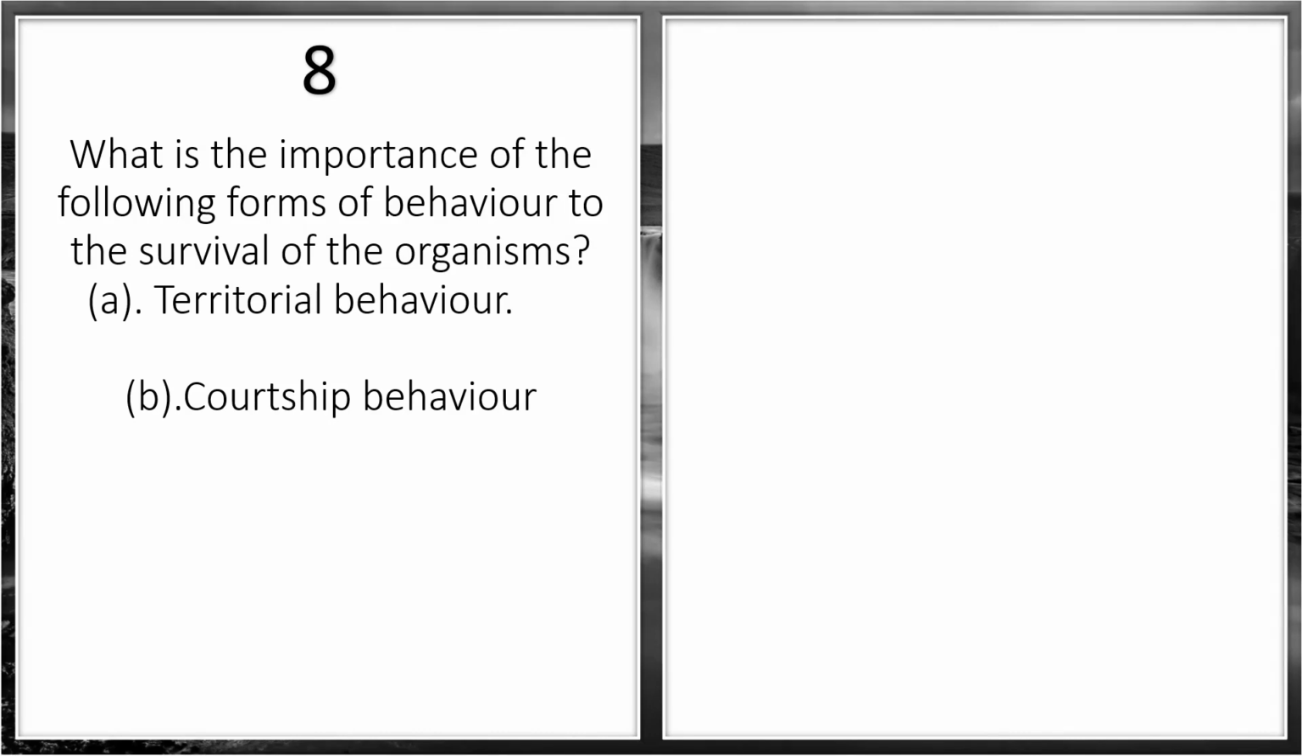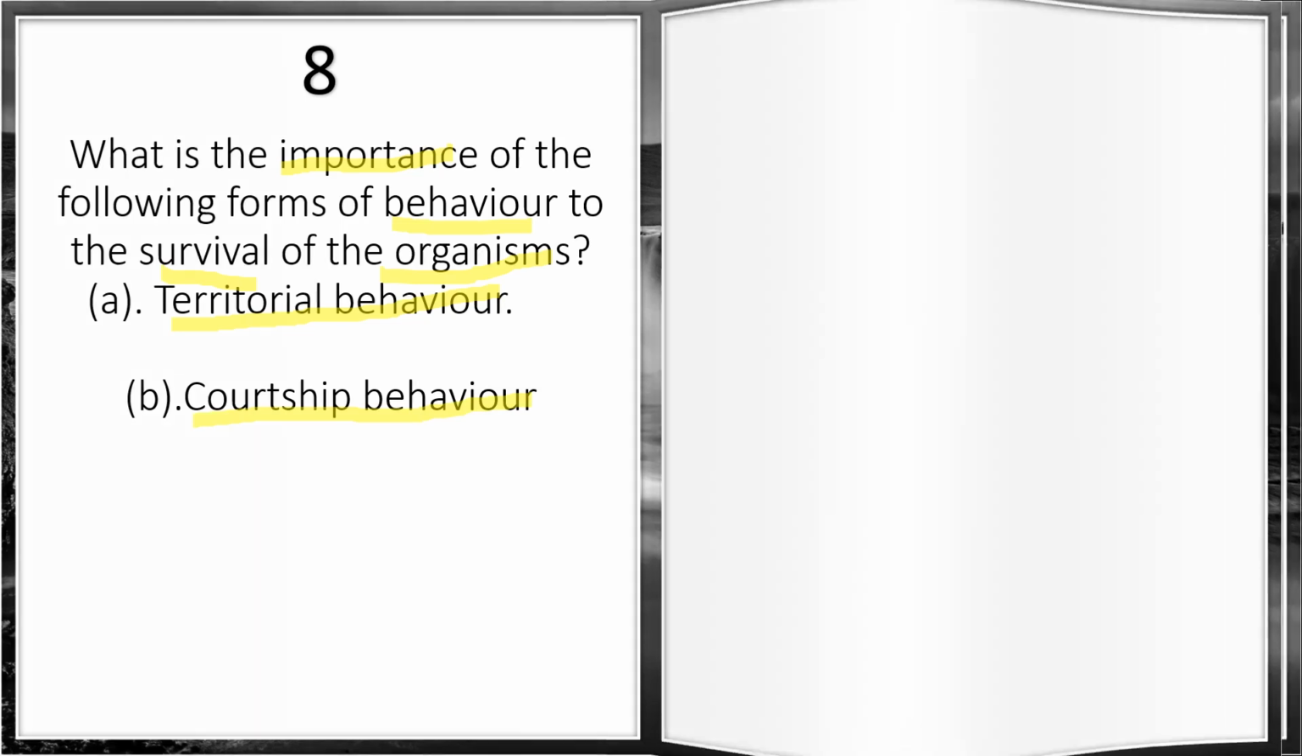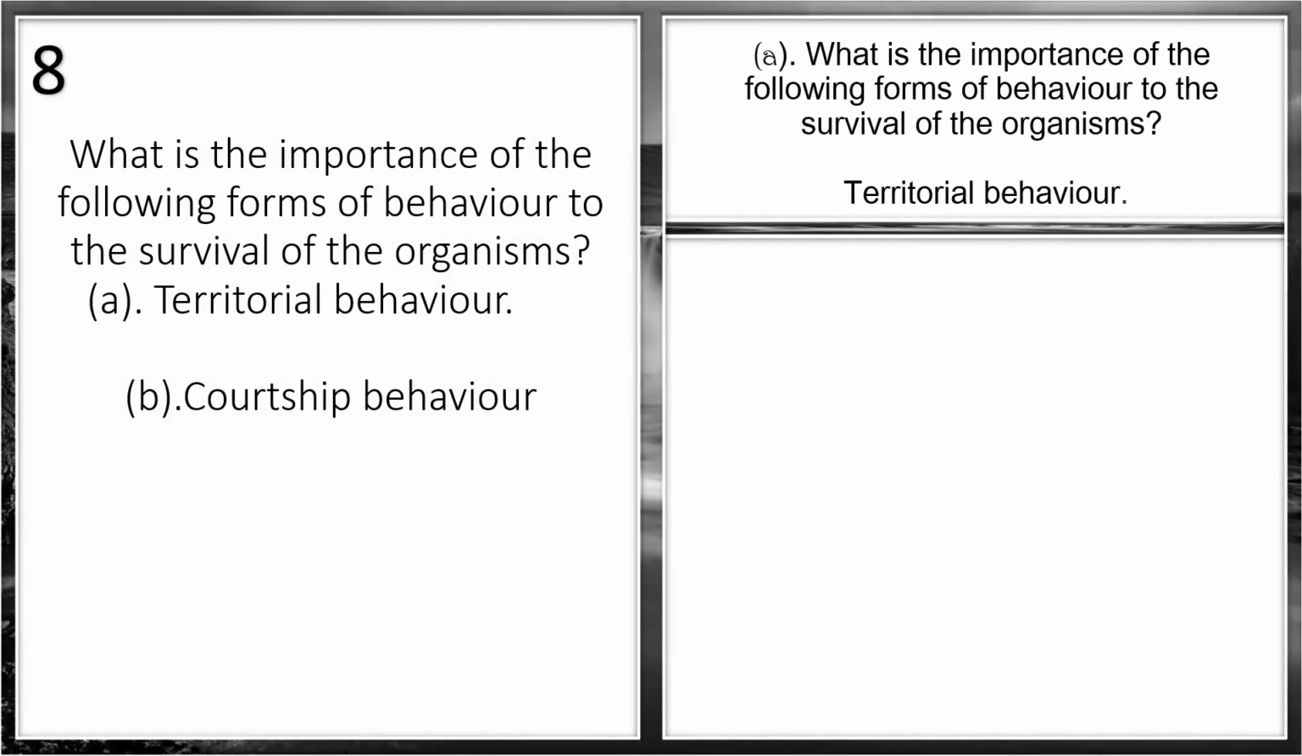Number 8. What is the importance of the following forms of behavior to the survival of the organism? Part A, territorial behavior. And part B, courtship behavior. Let's start with territorial behavior.